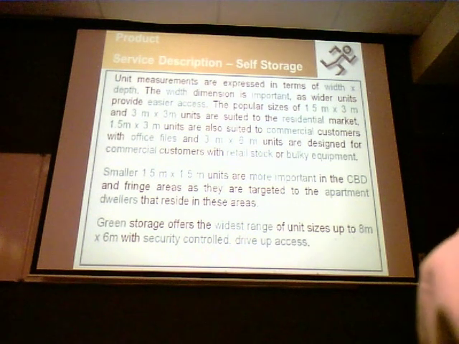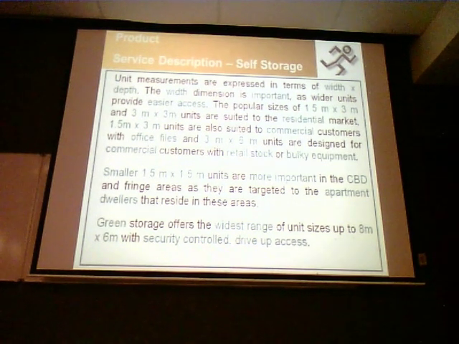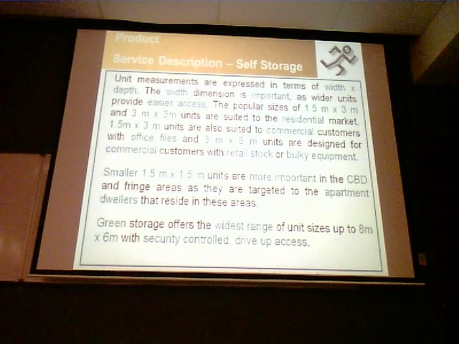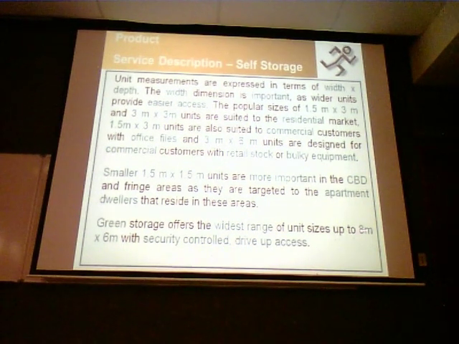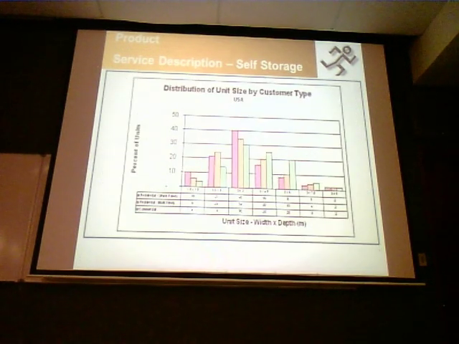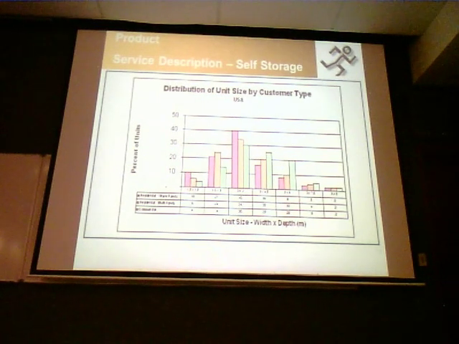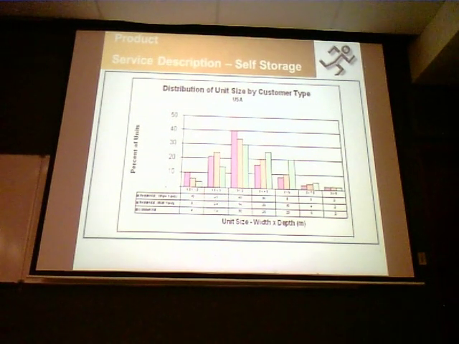These small ones are also important near the CBD or for apartment dwellers. And at Green Storage, we have the widest range, up to 8 by 6 metre security controlled drive-up access storage units. You saw a little chart there. I copied and pasted a chart into the tool. That gives you a distribution curve. The 3 by 3s are the most popular storage units. The 1.5 by 3 is probably the second most. The pinks are the residential customers, the greens are the commercial customers. They like the bigger storage units. So it gives you an idea of the size range.